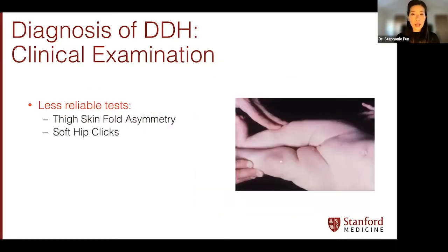There are some less reliable physical exam tests, such as thigh skin fold asymmetry between the two legs, or a very soft hip click with range of motion of the hip. These don't always indicate hip dysplasia, but if there's any doubt, I always recommend just checking with some imaging.